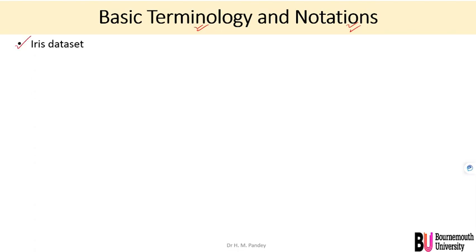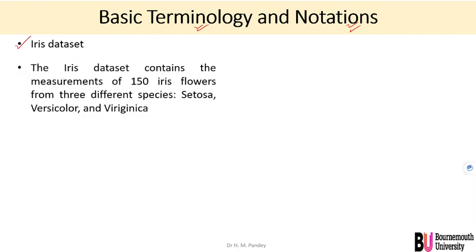The data set which I'm going to use is the Iris dataset. The Iris dataset is a flower dataset. It consists of 150 flower information. So the Iris dataset contains measurements of 150 Iris flowers. It is a flower based dataset. You can see the species of data you will see in this dataset is this.